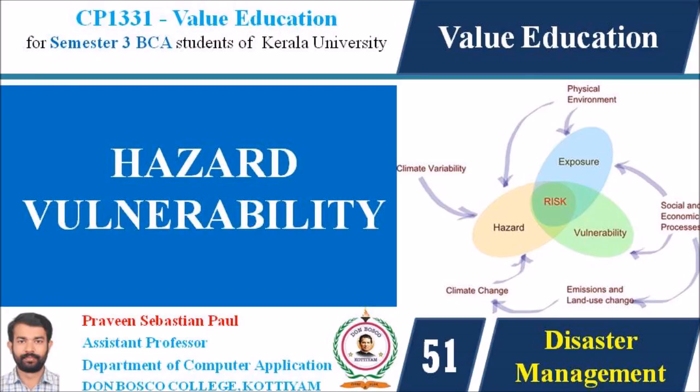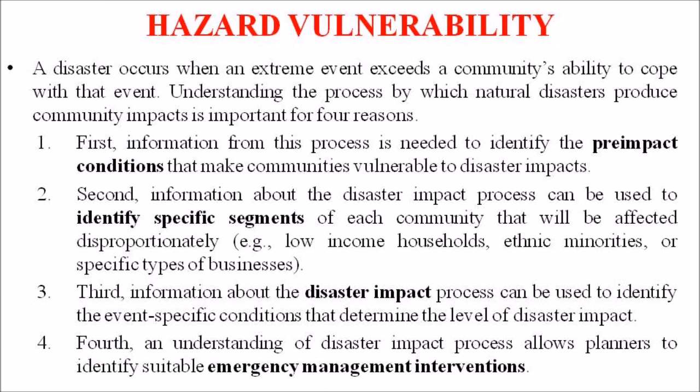In this lecture, we are discussing the hazard vulnerabilities. A disaster occurs when an extreme event exceeds a community's ability to cope with that particular event. Understanding the process by which natural disasters produce community impact is important for four reasons. Firstly, information from this process is needed to identify the pre-impact conditions that make a community vulnerable to disaster impacts.